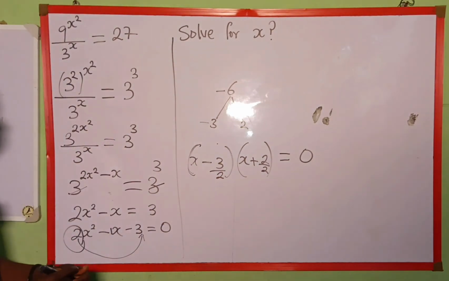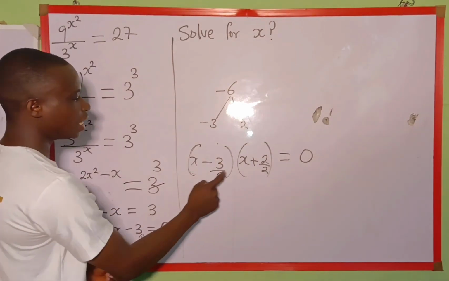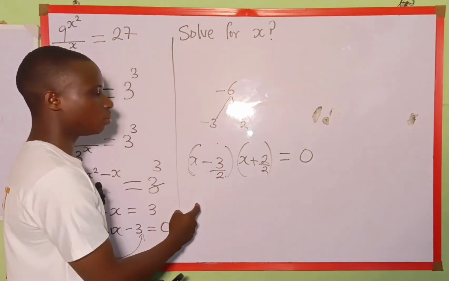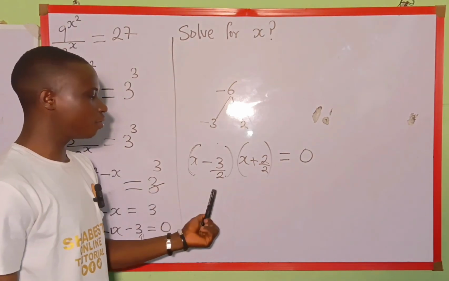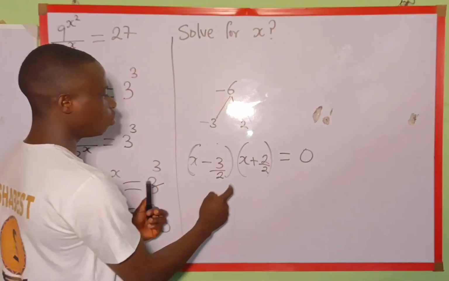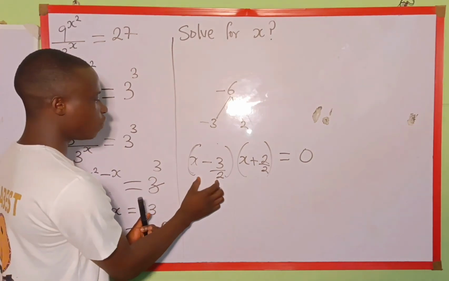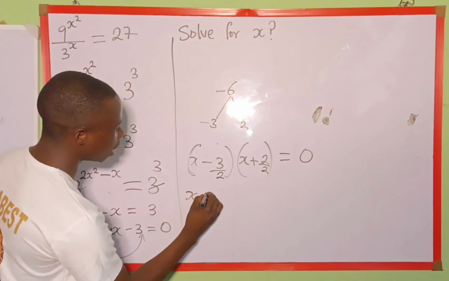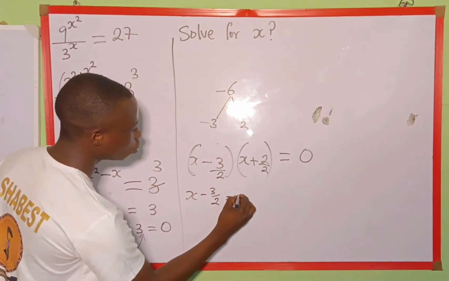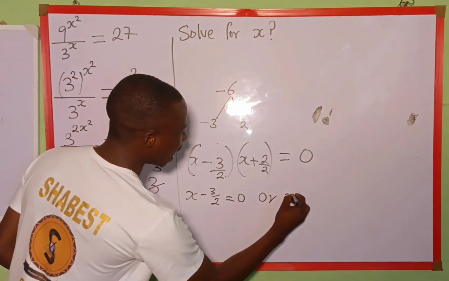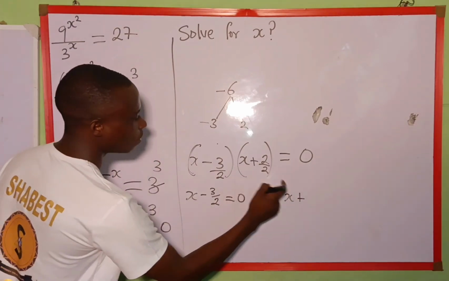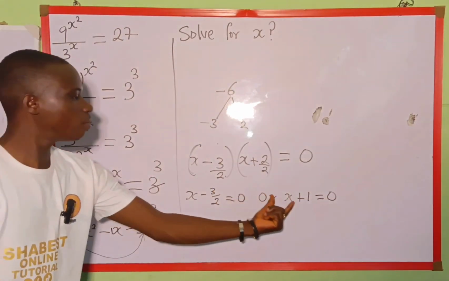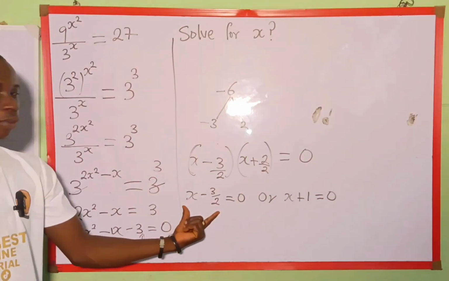Now the next thing we're going to recall, when two terms are multiplied together and equal to 0, one of them is 0. Before the right hand side can be 0, one of these brackets must be 0. But we don't know which one is 0. So we are going to equate the first one to 0 or the second one to 0. So we have x minus 3 over 2 equal to 0, or x plus 2 divided by 2, which is 1, equal to 0. So this is the second bracket equal to 0, and this is the first bracket equal to 0.